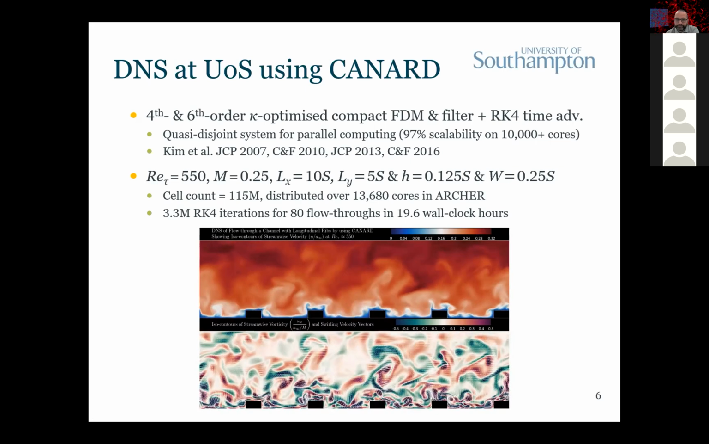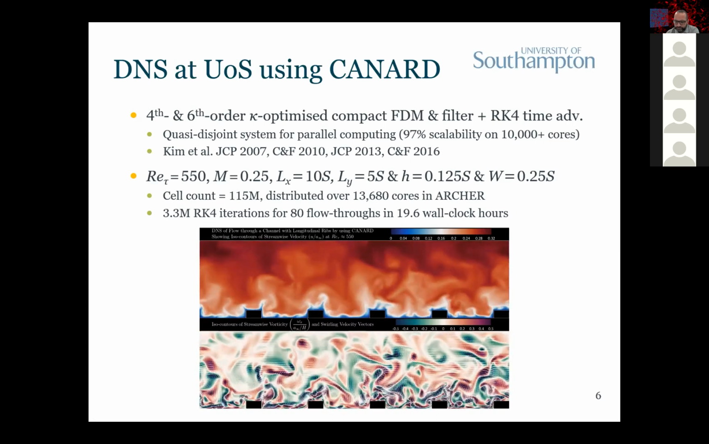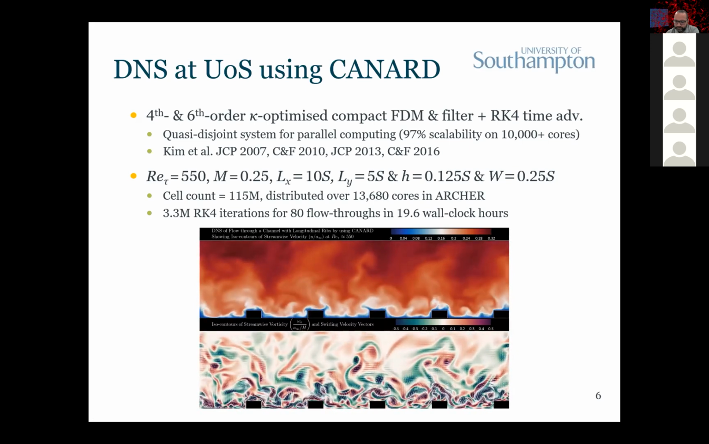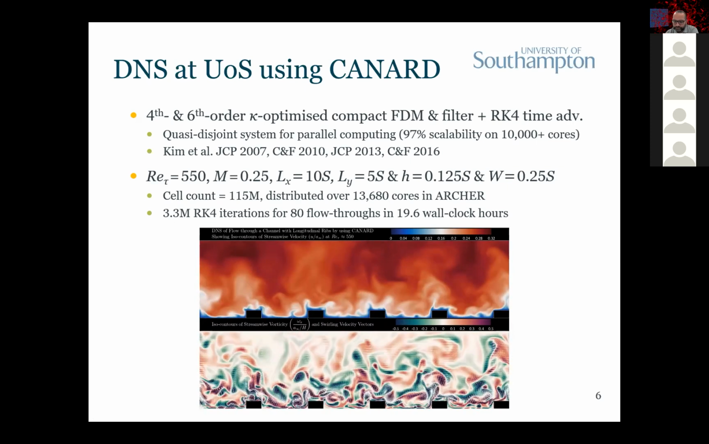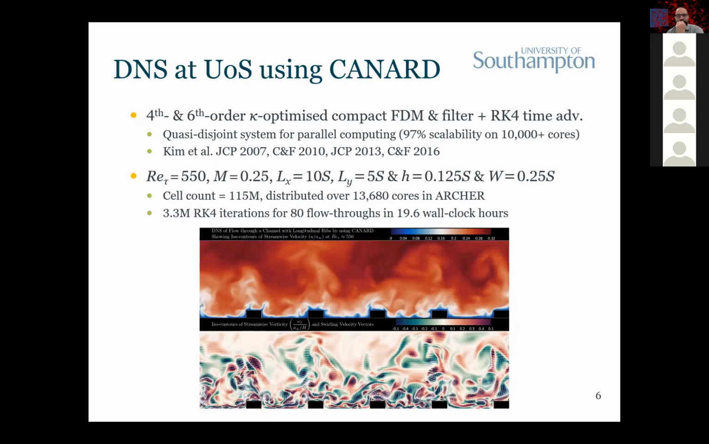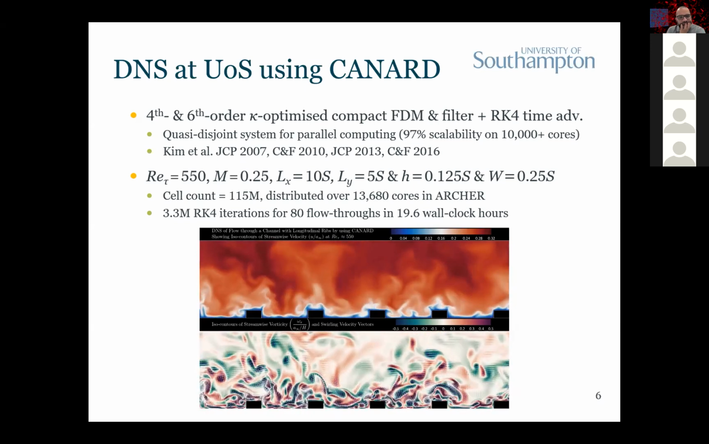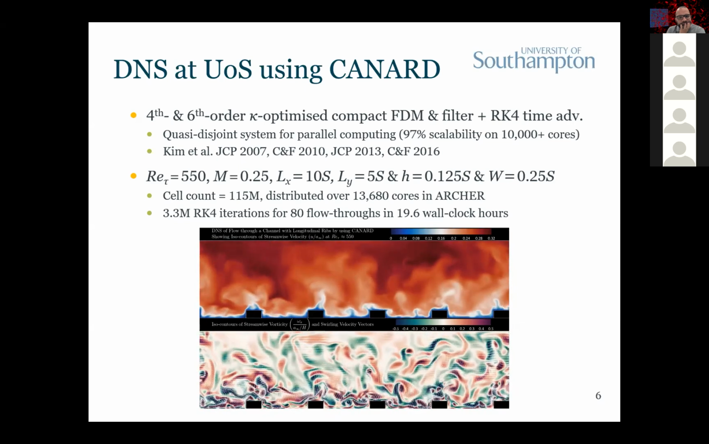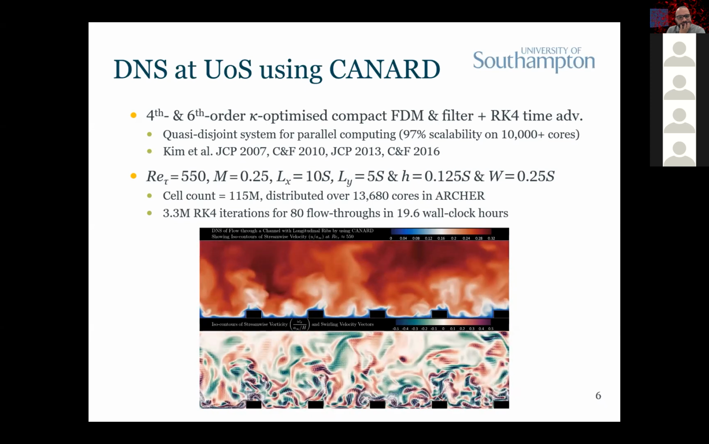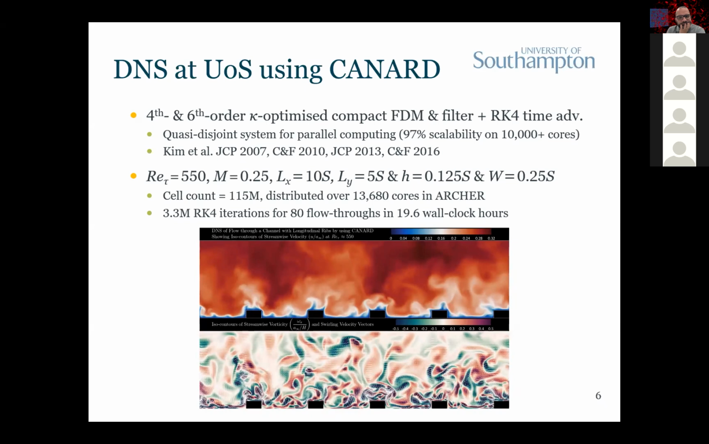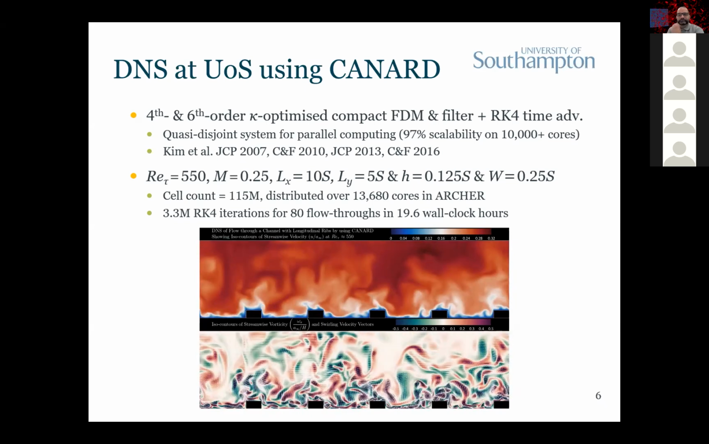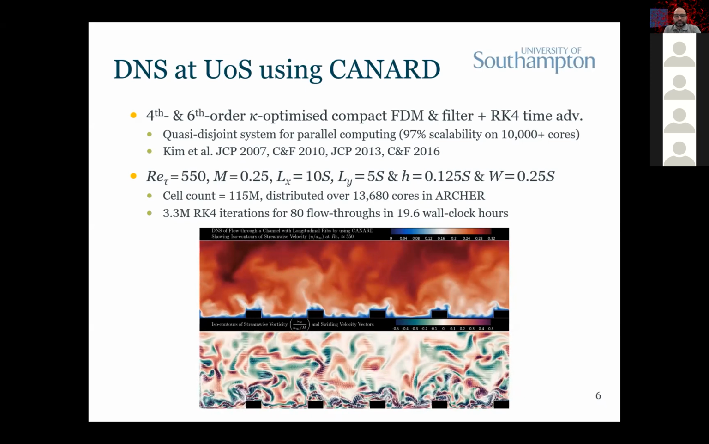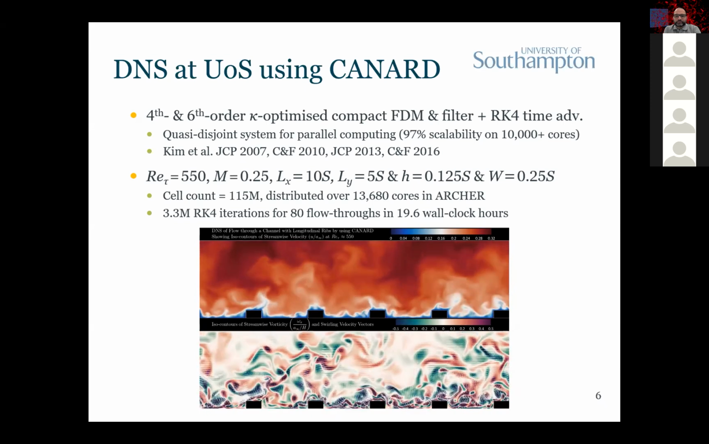As I said, the computational domain was sufficiently large to avoid any blockage effects and so on. So this particular simulation case was based on about 115 million cell count distributed over 13,680 cores in Archer. About 3.3 million Runge-Kutta iterations were spent for having 80 flow-throughs in 19.6 wall clock hours in Archer. So we had three simulations of this kind from Southampton.